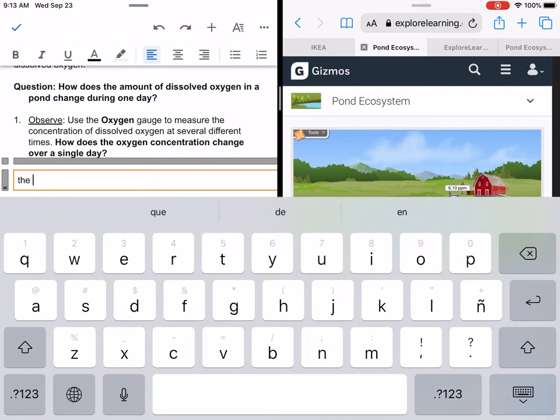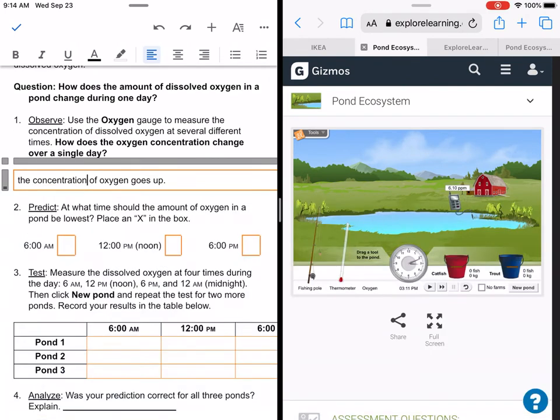So the next step is to take the time to type that in. Oops, I spelled concentration wrong. Love auto check. Okay, the next question.